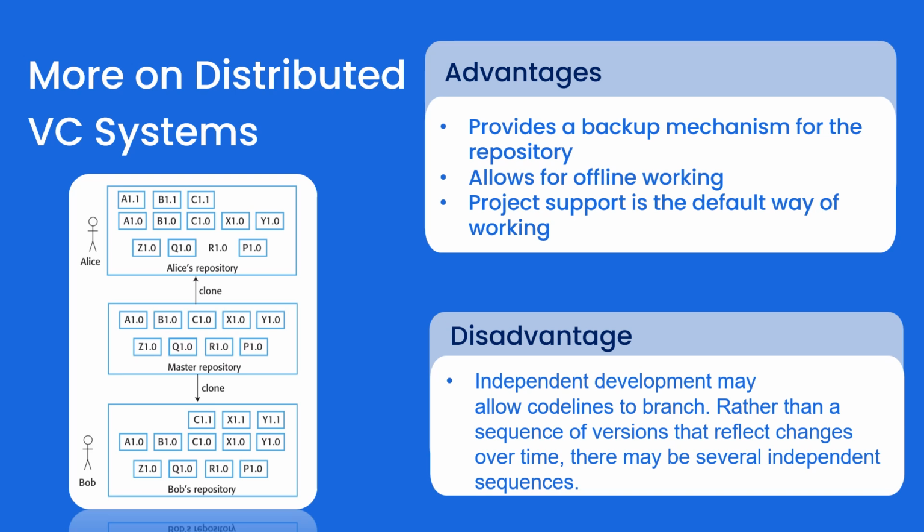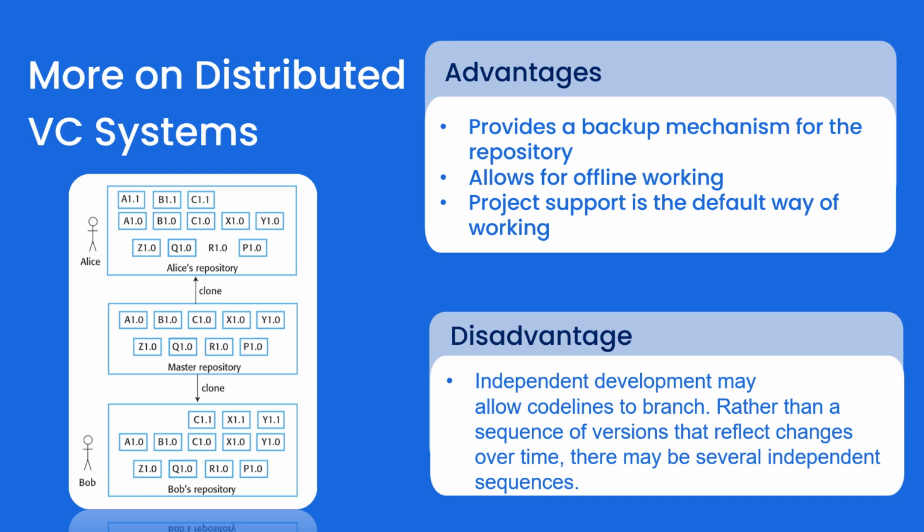Repository cloning and independent development seen in distributed systems have several pros and cons. One advantage is that it provides a backup mechanism for the repository. So if the repository is corrupted, work can continue and the project repository can be restored from local copies. Also, it allows for offline working so that developers can commit changes if they do not have a network connection.